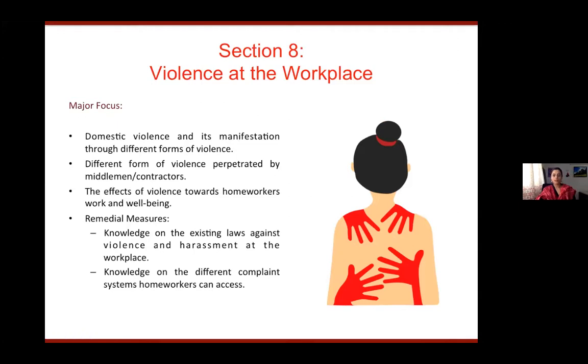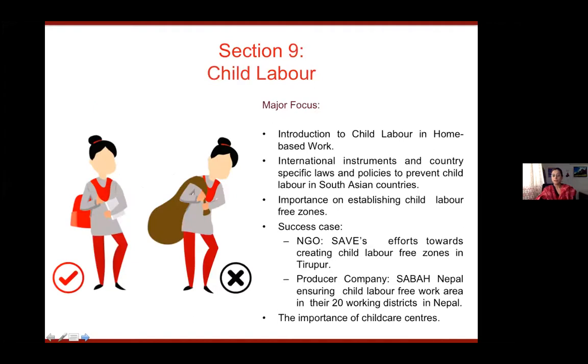Just to add that when COVID-19 happened, a lot of our members also said they wanted more material specifically on this issue, and therefore we've partnered with UNICEF Rosa to have awareness and training materials specifically for violence faced by home workers. The 9th chapter is about child labor. It introduces child labor in home-based work, as well as the international instruments and country-specific laws and policies that we have to prevent child labor.